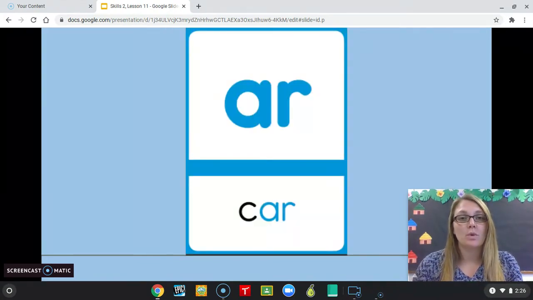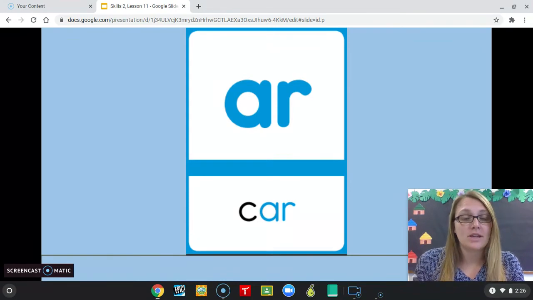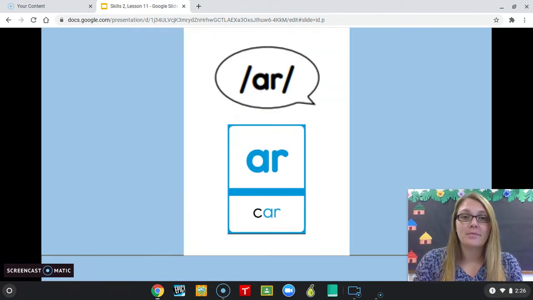And AR, like in the word car. The power bar is all the way across, so that's the main spelling for the sound AR, A-R.